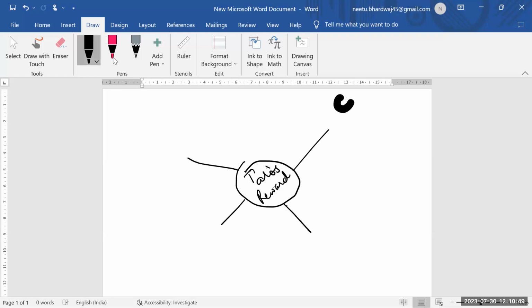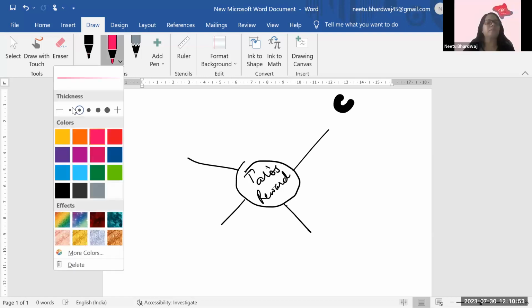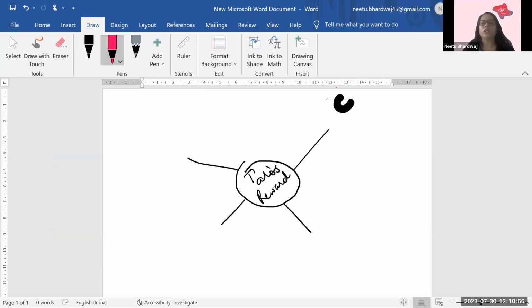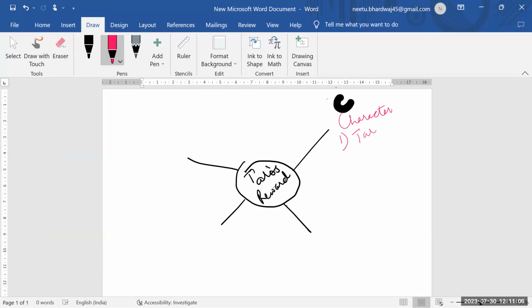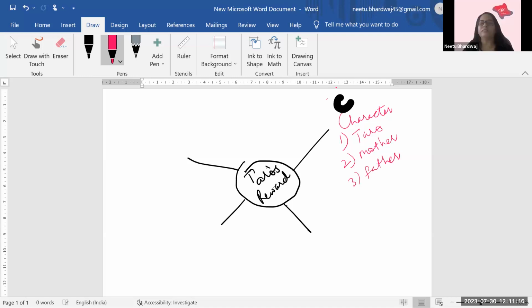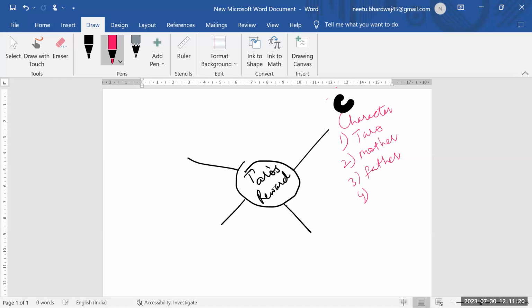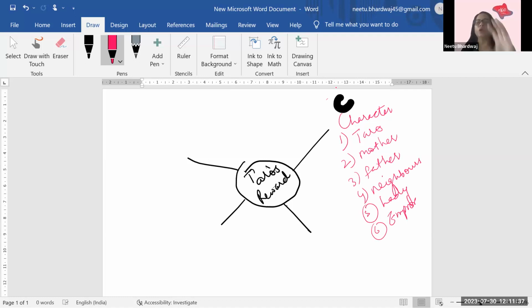So you can have characters. In Tarot, what kind of characters do we have? Come on, tell me quickly. Tarot, his parents. The villagers. The king of Japan. The neighbor. The emperor. Excellent.